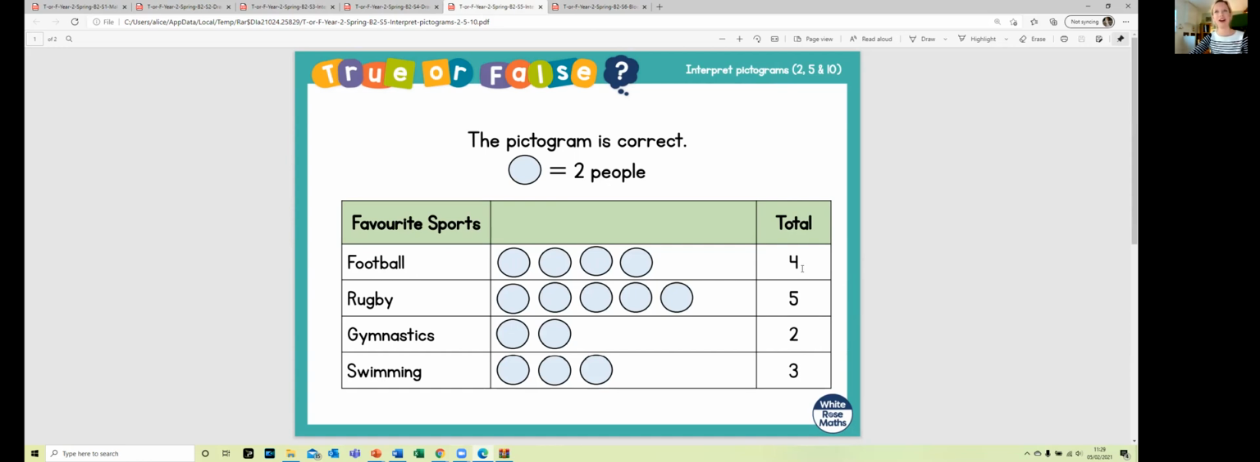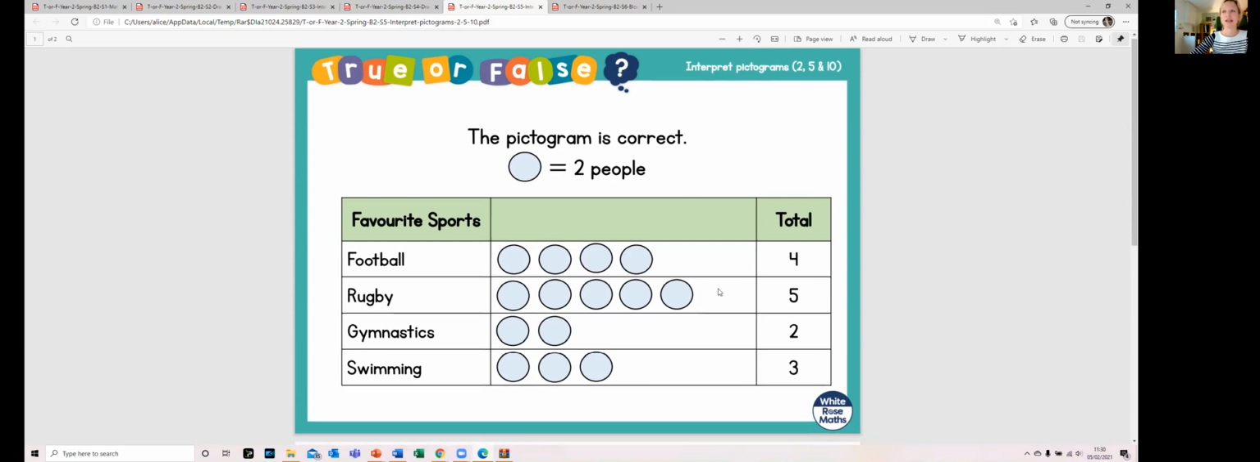So that's not right. They thought that the circle meant 1, and it doesn't. The key clearly says it means 2. Rugby, let's count in 2s. 2, 4, 6, 8, 10. But they've put 5. So they've got themselves a bit confused, haven't they? Really, these totals should be double what they are. Let's see what the answers say.